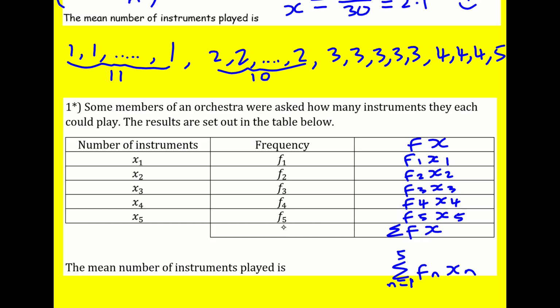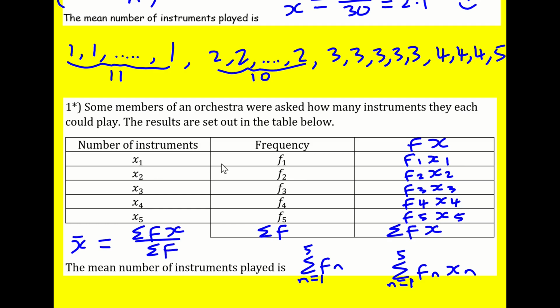And then for the frequency, we'll add up all the frequencies, f1 plus f2 plus f3 plus f4 plus f5, and I can just write that as the sum of f. If I want to do it in full, it will be the sum of fn from n equals 1 to 5. But in general, it's absolutely fine to leave it like that. And so the mean is simply going to be the sum of fx over the sum of f.